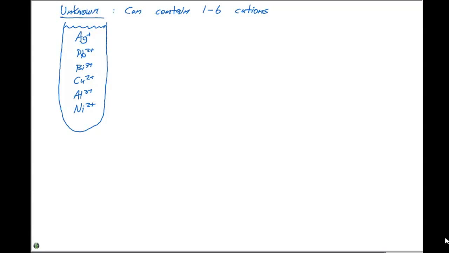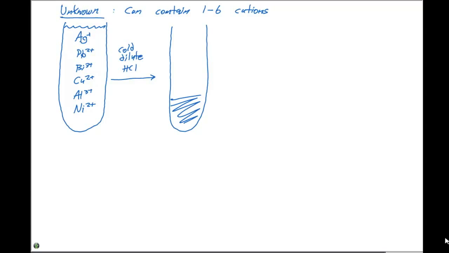The first step that we're going to do in this analysis is we're going to add cold dilute HCl. And when we add this, we're going to observe a precipitate form. So down here at the bottom of the test tube, we're going to get a white precipitate. And that white precipitate is going to be silver chloride plus lead chloride. And lead chloride is PbCl2.